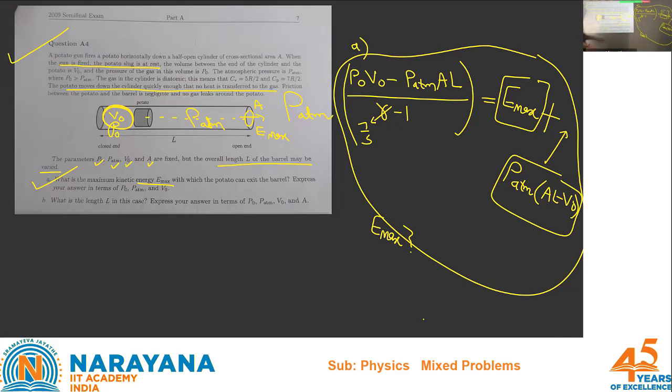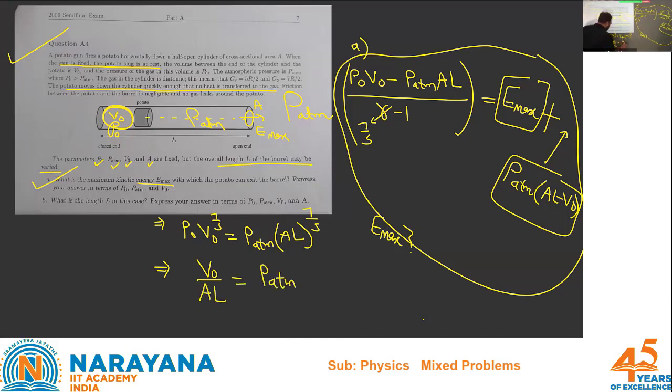So let me write one equation of PV raised to the gamma. I think it works. So P naught into V naught raised to the power gamma, which is 7/5, is equal to PATM into the final volume, and the final volume is AL, raised to the power 7/5. So I can replace this V naught by AL times PATM upon P naught, raised to the power 5/7. That is my equation number 1.